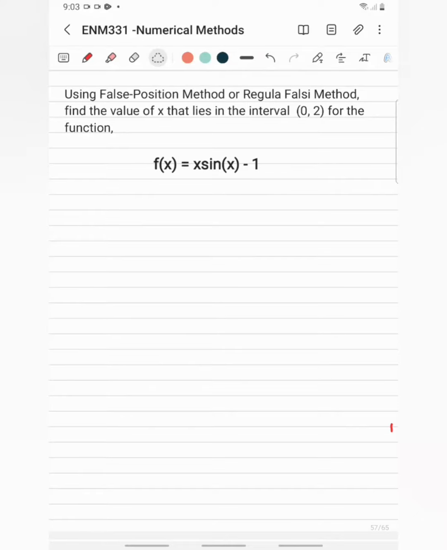In this example, we will use the first position method or regula falsi method in finding the value of x that lies in the interval 0 and 2 for the function f(x) = x sin x minus 1. For the solution in this method, the lower guess value of x, let's say A0, is equal to 0, and the upper guess value of x, let's say B0, is equal to 2.